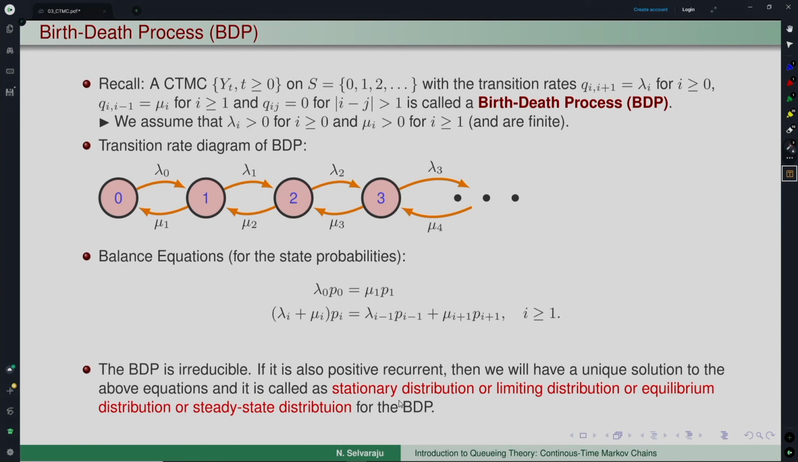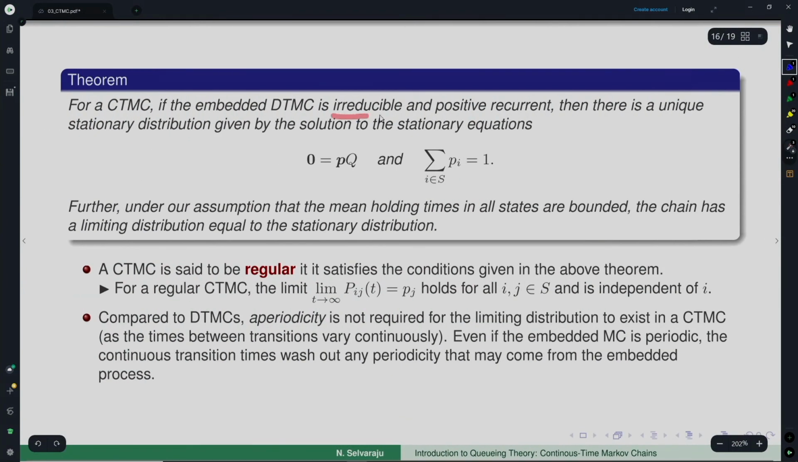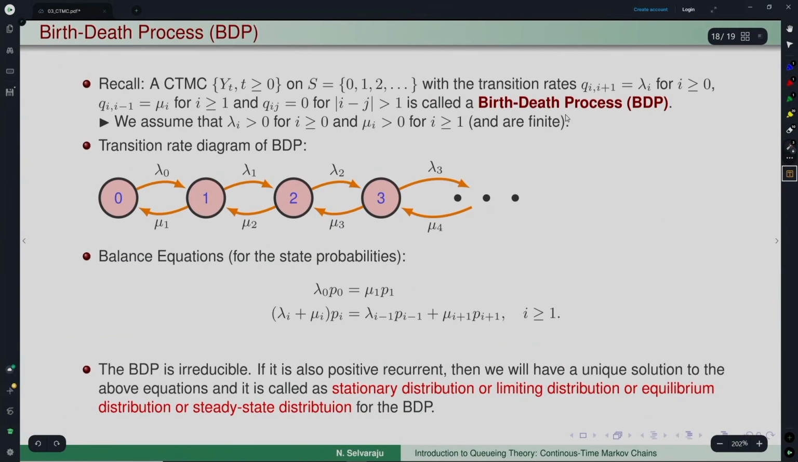Again, recall the theorem and how we are using it. Irreducible positive recurrent implies there is a unique solution to this set of equations. Now, we have ensured irreducibility, we have ensured the boundedness, but we do not know whether it is positive recurrent or not, or under what condition this will be positive recurrent. So, we look now at the solution to this set of equations. The condition under which this system has a unique solution is the condition for positive recurrence. That is how we will interpret it.